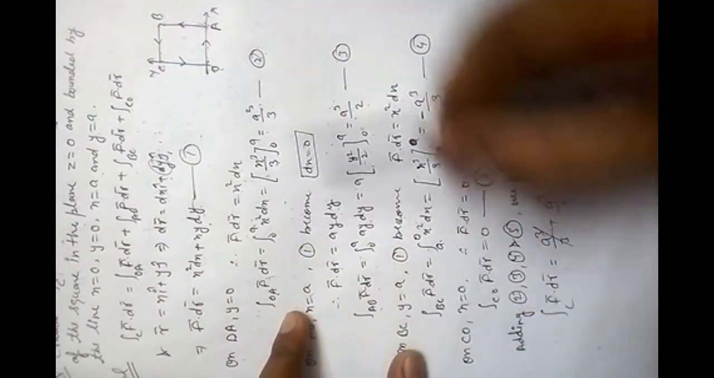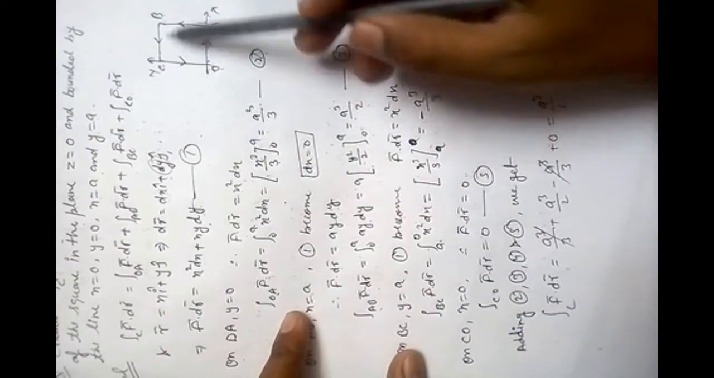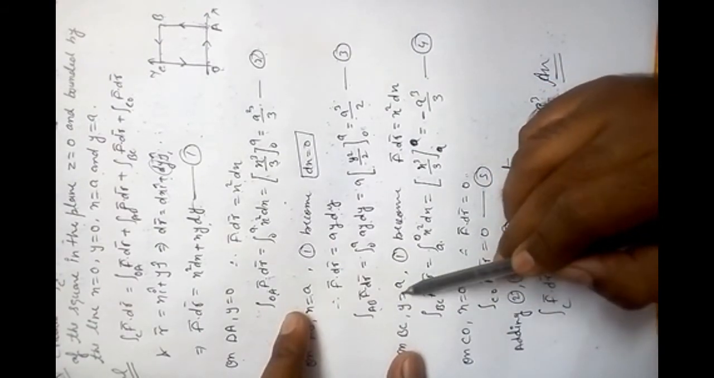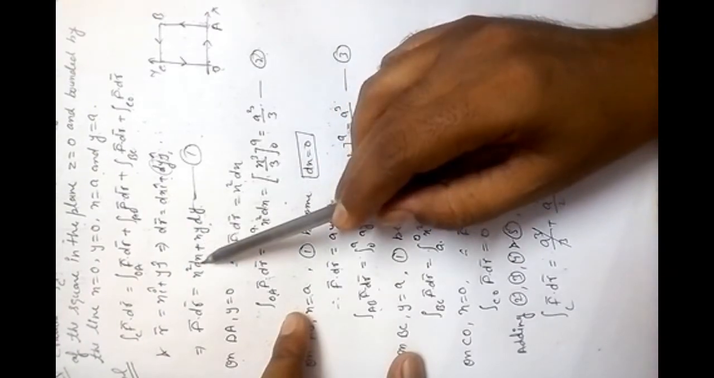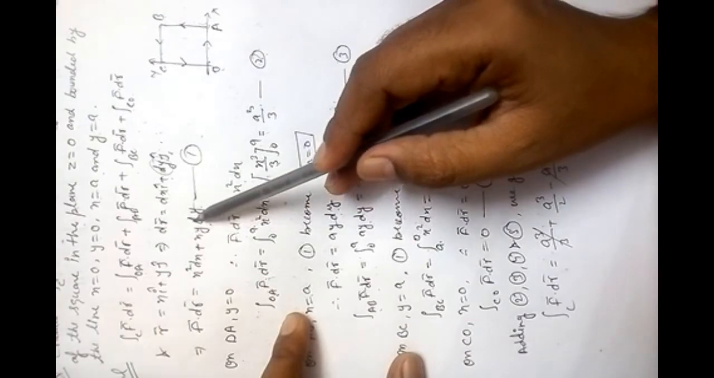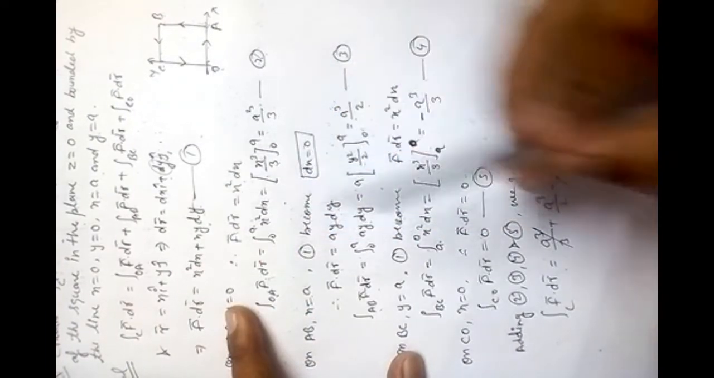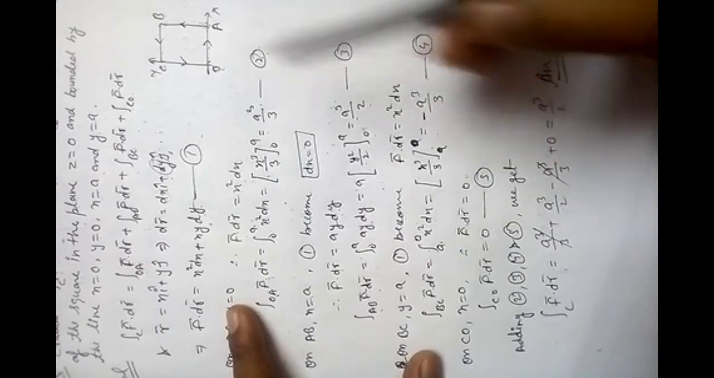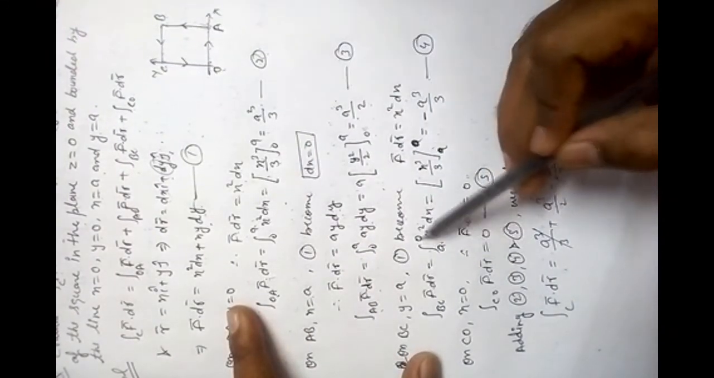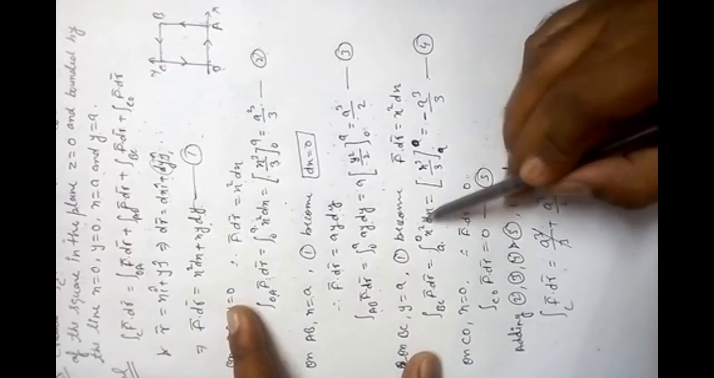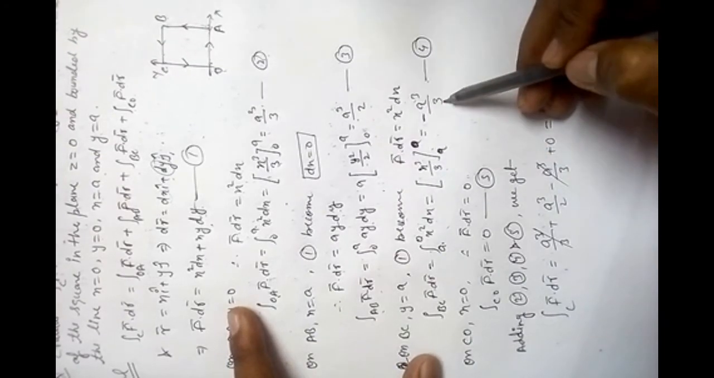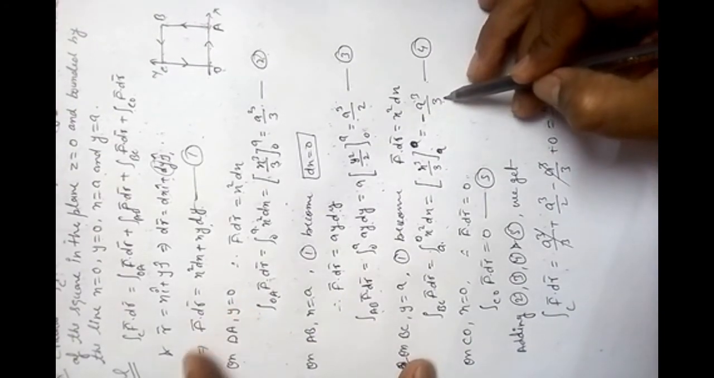Now on BC, B to C, here y is equal to a, that means dy is equal to 0. So dy is equal to 0 and y is equal to a. Then the remaining term is this only, and putting the limit from B to C, x cube by 3 and limit is a to 0. Then upper limit minus lower limit, that means minus a cube by 3.